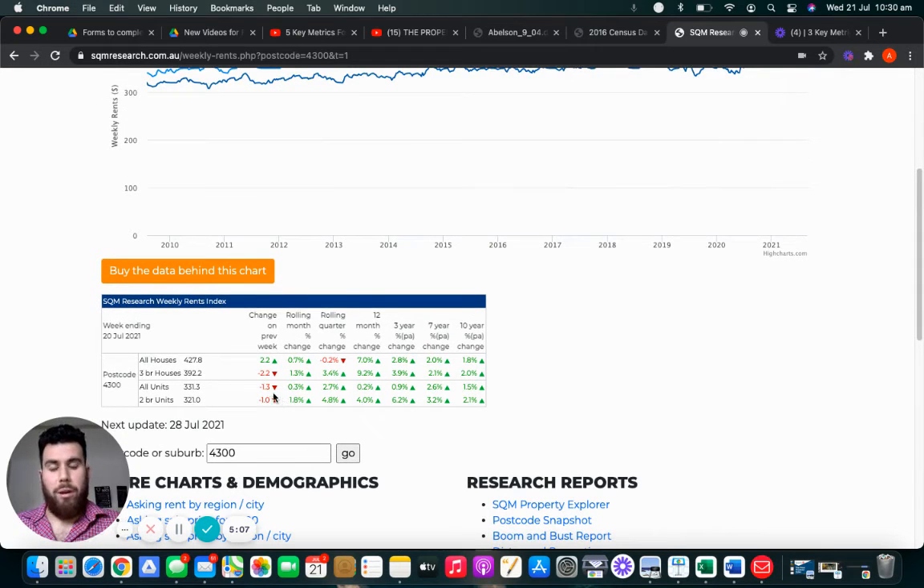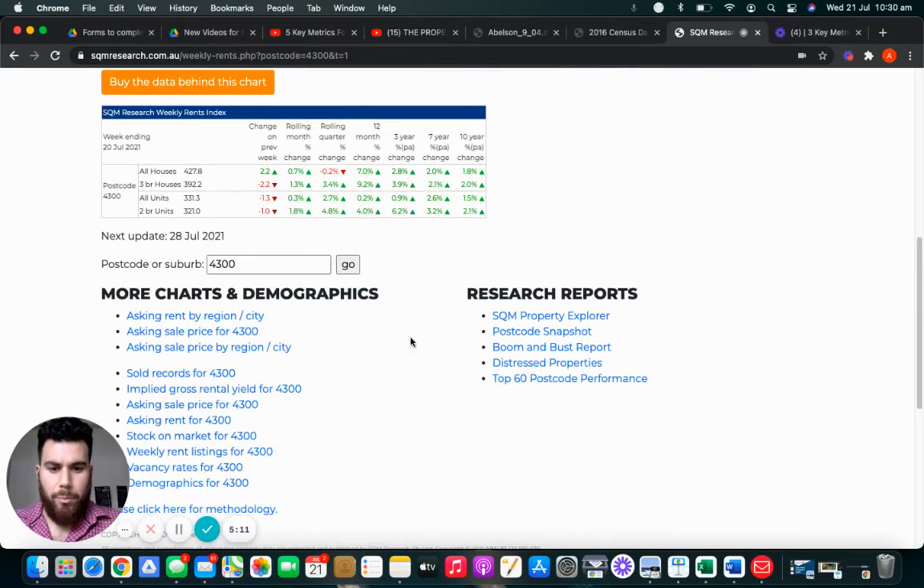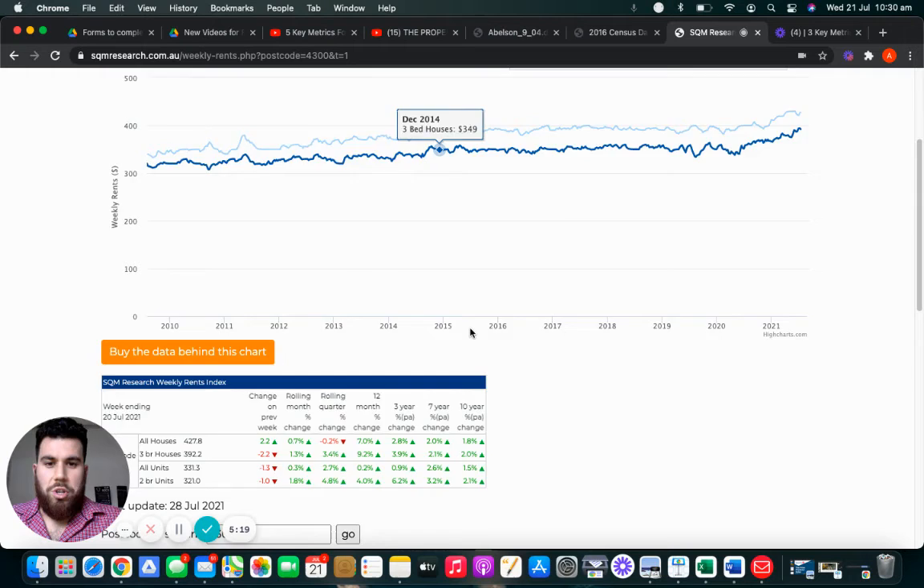And this is where you keep track of things. You put these things in spreadsheets and you can start tracking it. Or you take photos of it and put them in a weekly document and keep track of it like that if you'd like to as well. So we're checking our median rents.